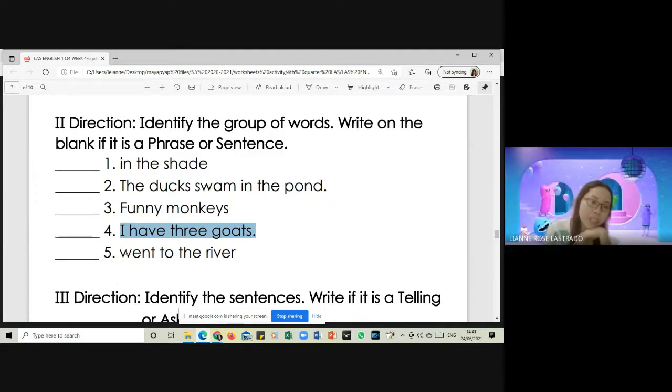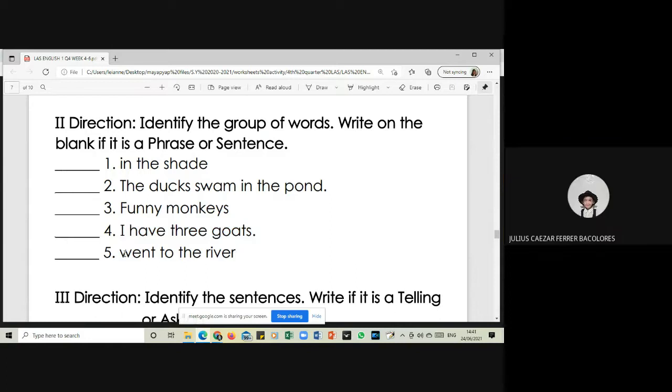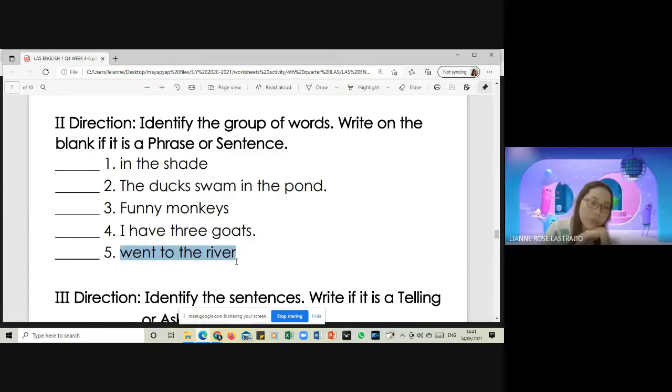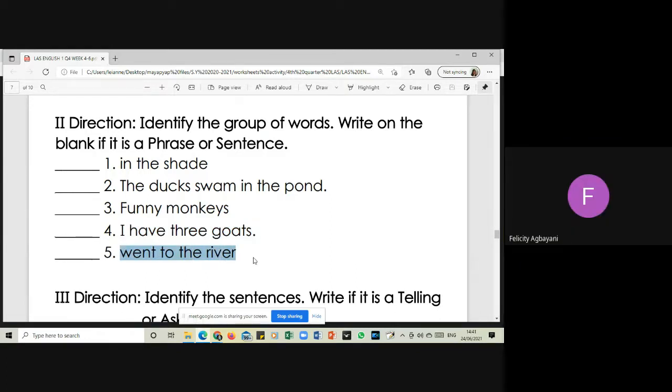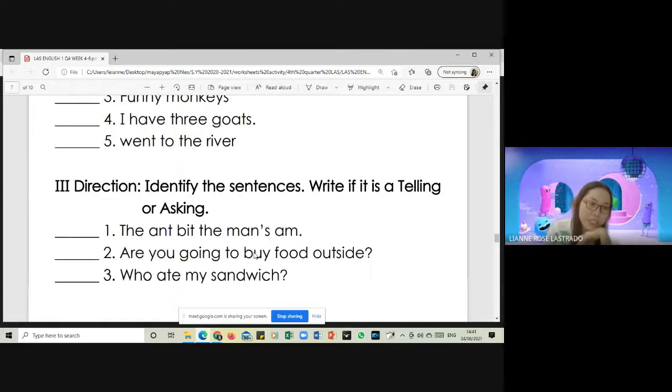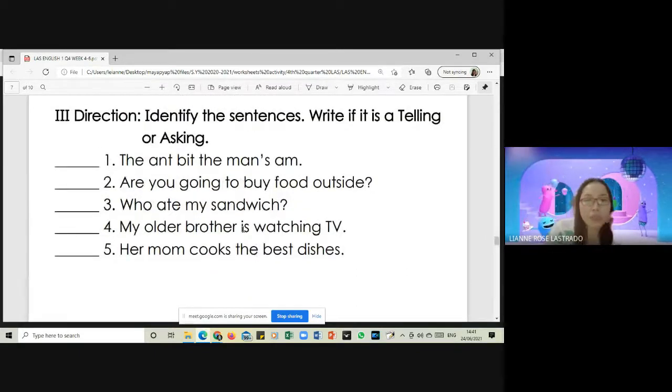Okay, number five, Gerald. What is the answer? Who went to the race? Very good. It's a phrase. Okay. And for test three or activity three, identify the sentences, right? If it is a telling or asking.